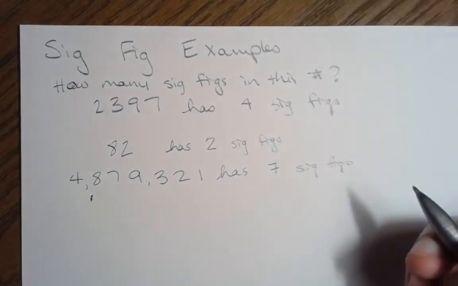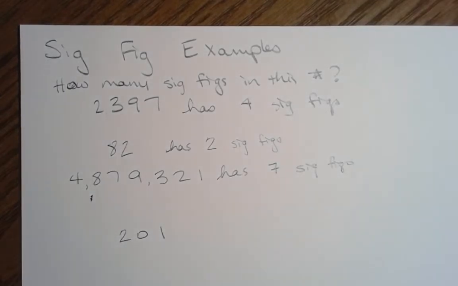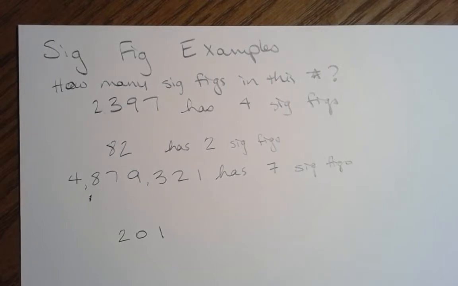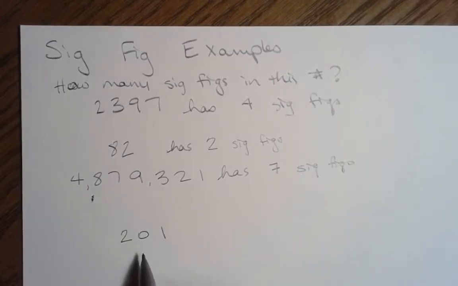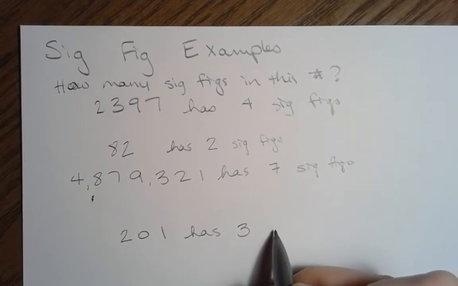I'm going to start throwing zeros at you. The number 201. There are 3 types of zeros. If you are looking at a zero and trying to figure out if it is a measured place of confidence and therefore significant, this is a middle zero. It is in between 2 significant numbers. 2 is significant, 1 is significant. Because the 0 is in between the 2 and the 1, it is also significant. That has 3 sig figs.